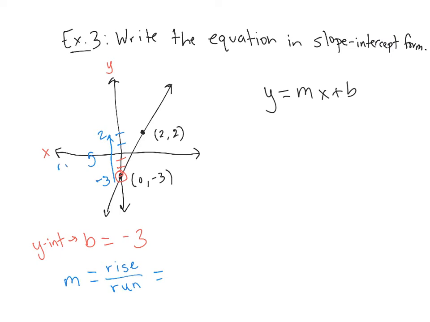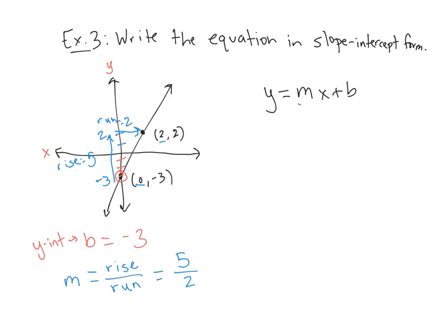And that's my rise, right? So my rise going up 5 spaces is a +5. And then my run is the amount I have to go to the right. And so I'm going from an x value of 0 to an x value of 2, right? So I'm going 2 spaces to the right. So my run is 2 spaces, so 5 over 2. 5 over 2 is 2.5, but I can just leave that as a fraction there, right?